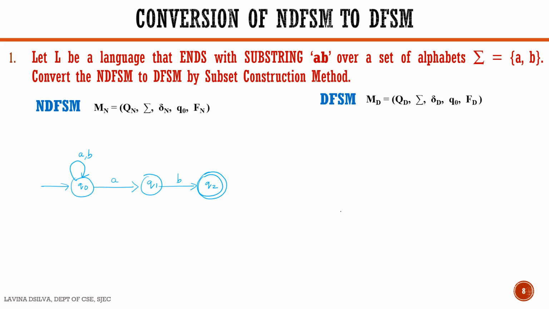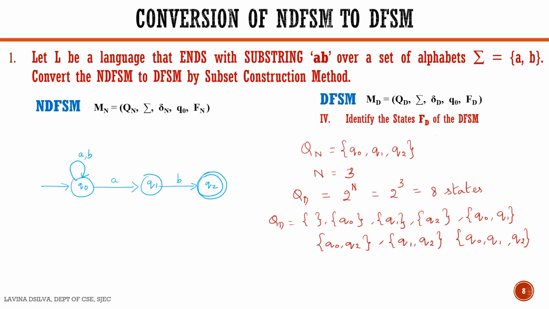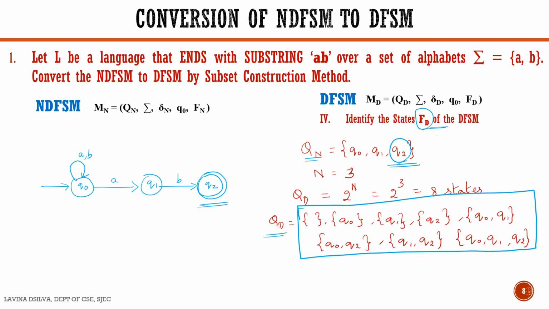The next step which we consider in the conversion is to identify the final states FD of the DFSM. Now we know the states of the NDFSM and DFSM, right? The states which are listed under QN and QD. Now, the final states of DFSM are the subsets containing the final state of NDFSM. Therefore, if Q2 is the final state of NDFSM, then all the states which contain this state Q2 will be the final states of DFSM.